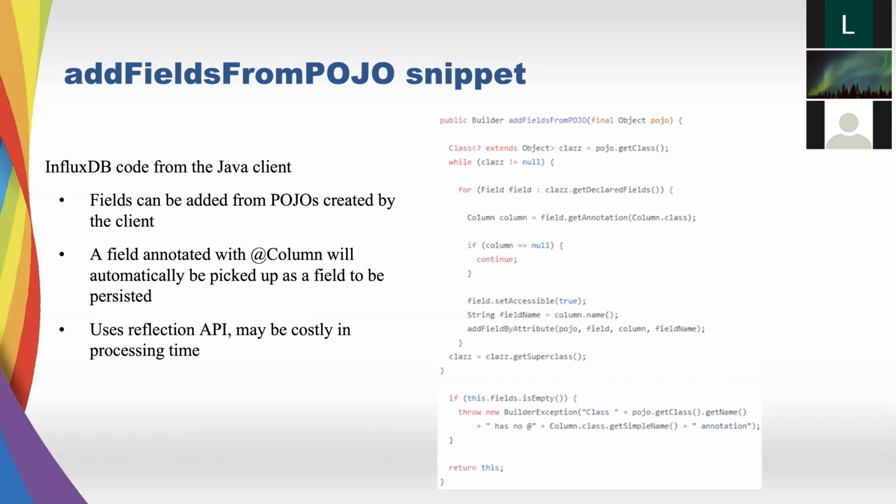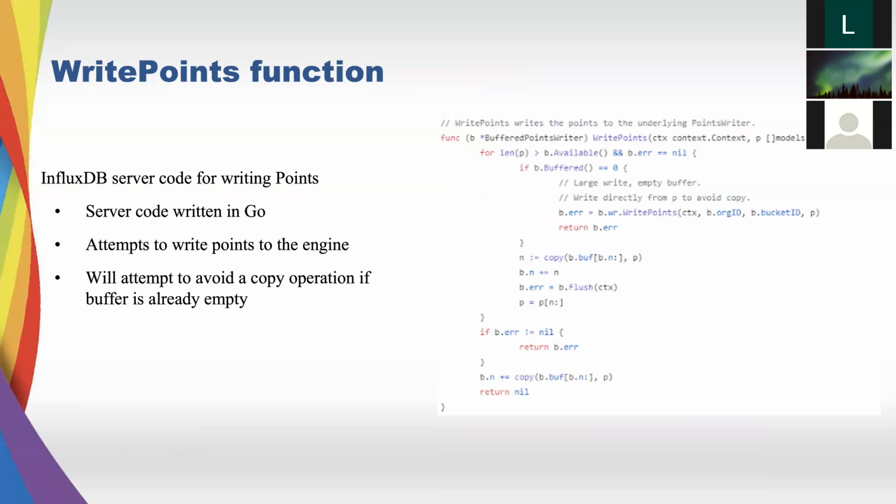API. The reflection API is basically a bunch of facilities within the Java programming language that allows it to inspect code at runtime in its byte form, and then take information from that code after it's already been compiled and already been running. The downside to doing this through a reflection API is that it can be costly at processing time. So beware of that.